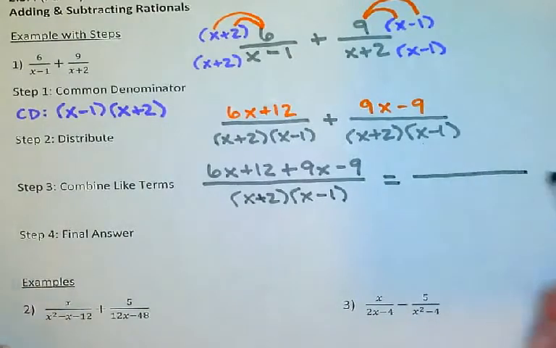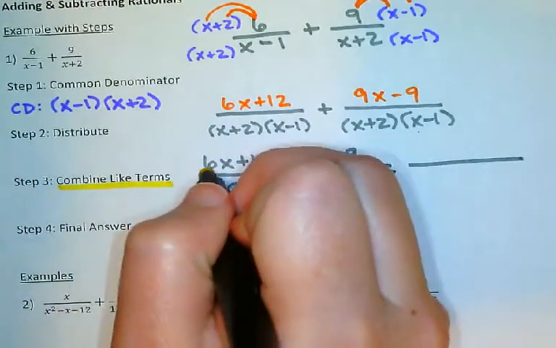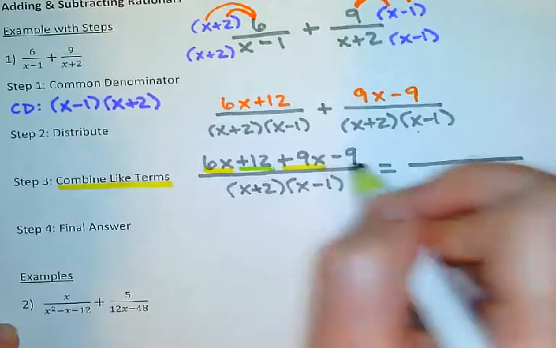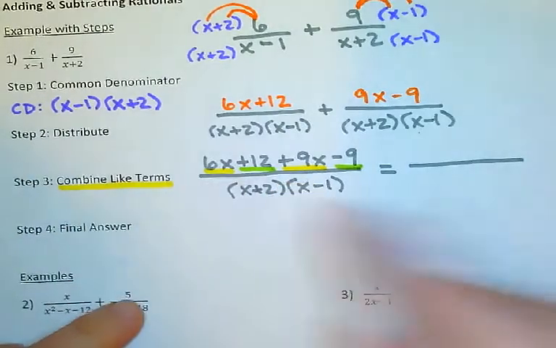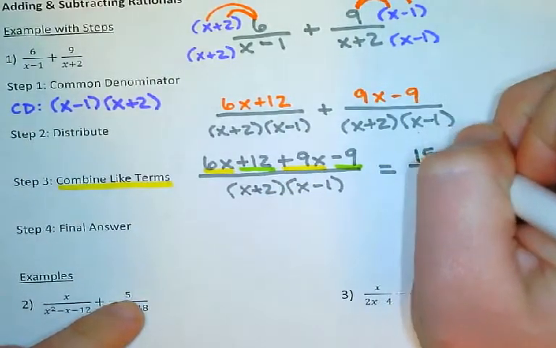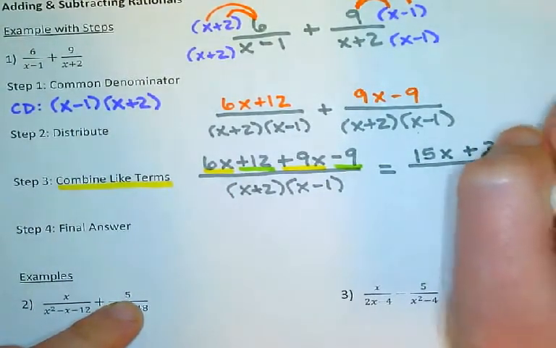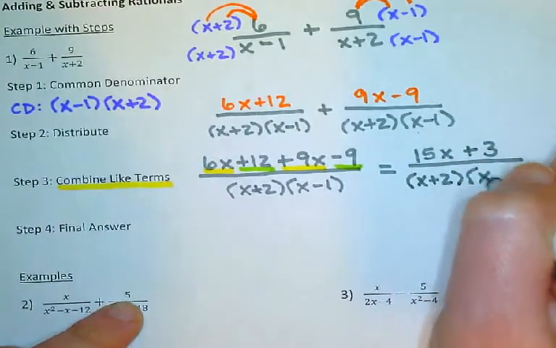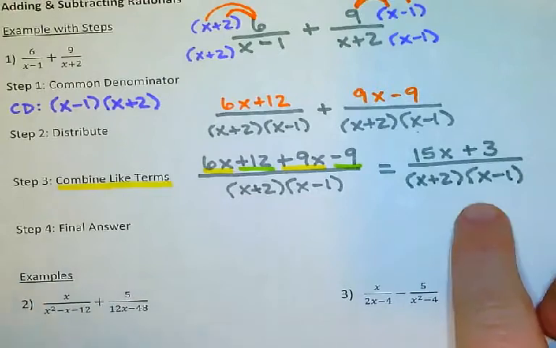When we combine like terms, 6x and 9x are like terms, and then we have this positive 12 and this negative 9 that are like terms. So, 6x plus 9x is 15x, and then 12 minus 9 is a positive 3. And this is all over our x plus 2, x minus 1. Alright? So really, this is our end result.